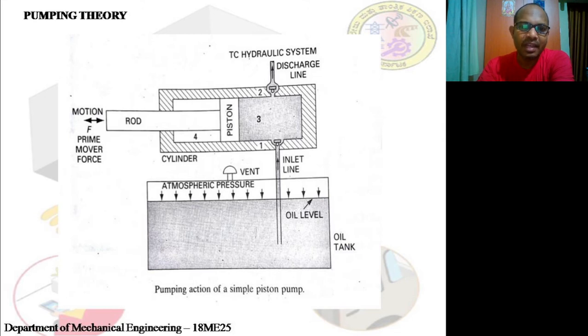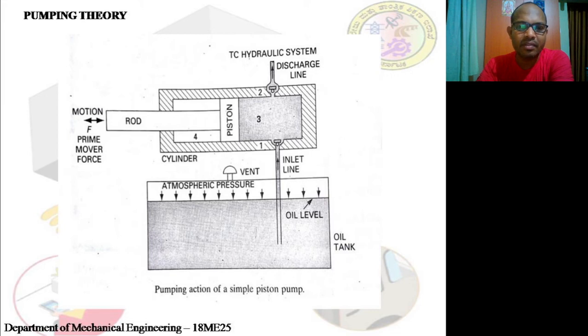Now there will be an inlet valve and there will be one outlet valve. Okay, now this is the first position. This is an oil tank, or it may be a water tank, or whatever it may be. The liquid which is being stored over here will be at atmospheric pressure. What is the atmospheric pressure? It is 1 bar, or it is also 101.325 kilopascals.